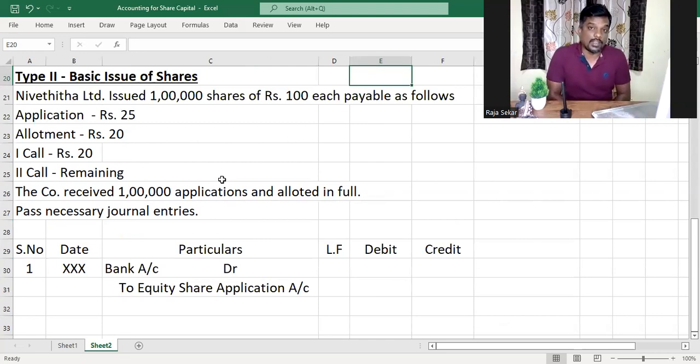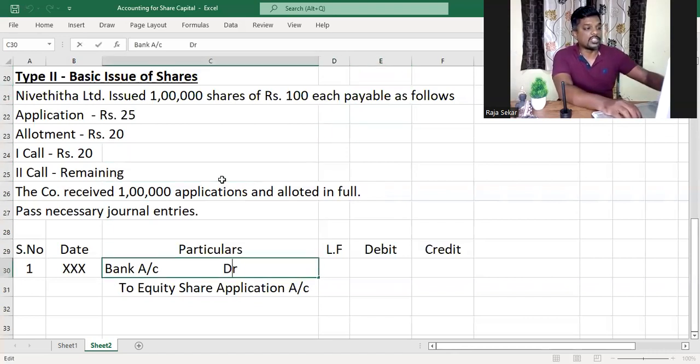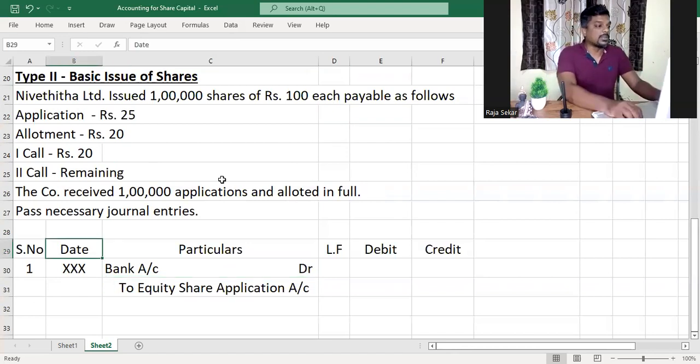That is the question that we have. Now, if you look at the question, it says that Nivedita Limited issued 1 lakh shares of rupees 100 each. Does that mean that we need to debit bank account with 1 crore rupees and credit equity share application with 1 crore rupees? The answer would be no, because each applicant, along with his application, would only pay the application money called up by the company. And the company is calling up only 25 rupees per application, as you can see in the question.